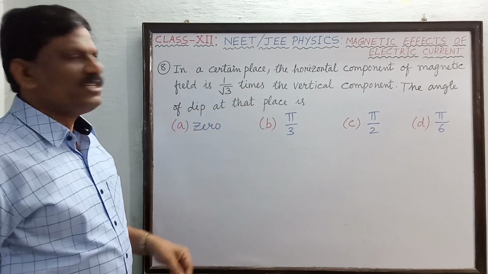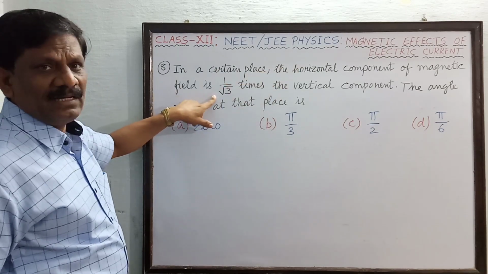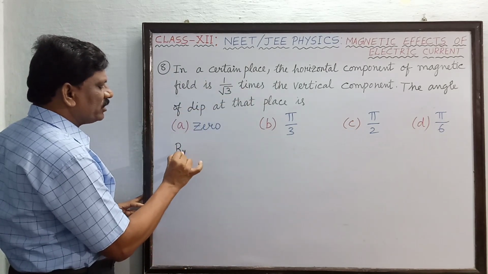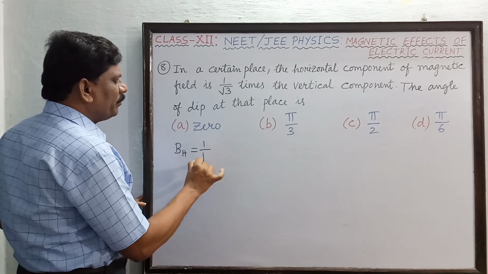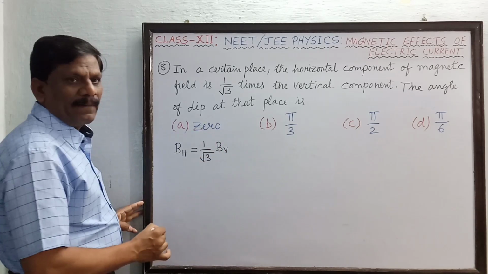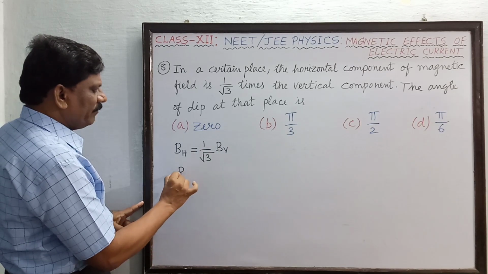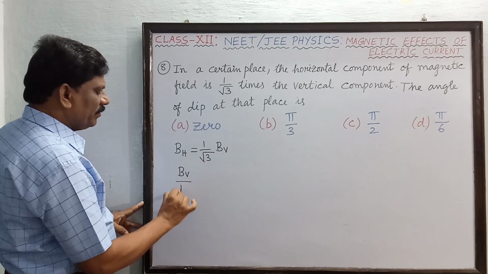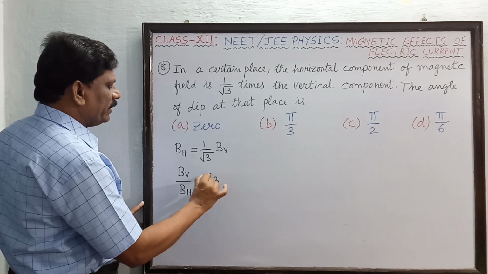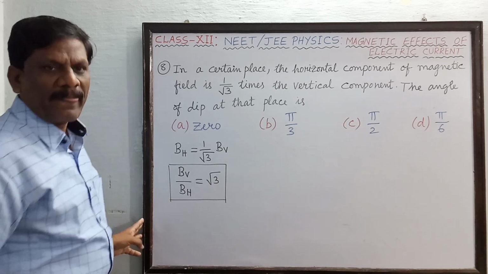Anyhow, what is the given situation? The horizontal component of the magnetic field is 1 by root 3 times the vertical component. So, BH is equal to 1 by root 3 times the vertical component. It is given. Okay. So, I will take the ratio B vertical divided by B horizontal. So, this is equal to root 3. This is what is given in the question itself.